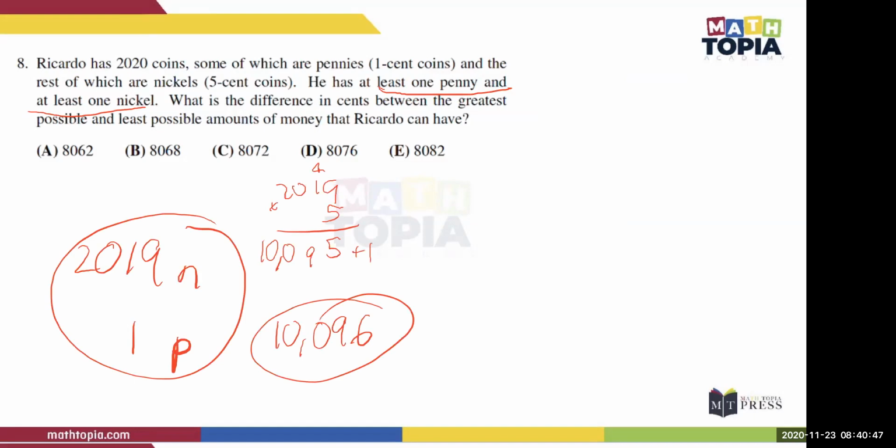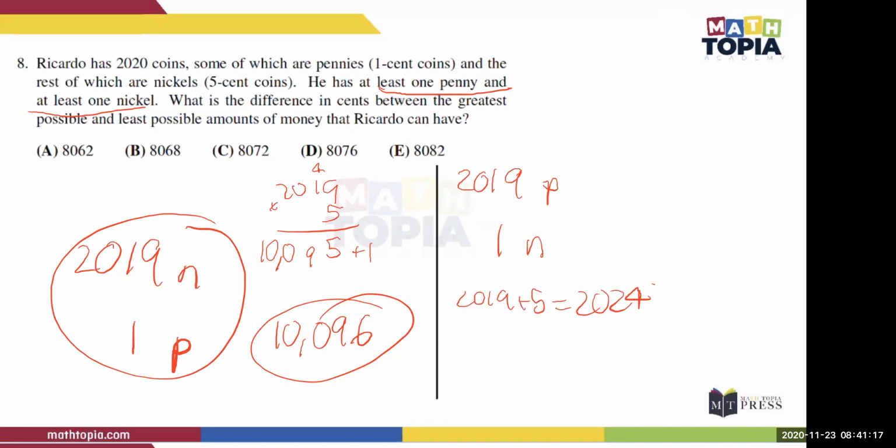That's great. So let's take a look at the least possible amount. The least possible amount, on the other hand, would be having as many pennies as possible and only 1 nickel. So that would be 2,019 pennies and then 1 nickel. That is 2019 times 1, so 2019 plus 5 cents, which is 2024. This is the least amount he could have.